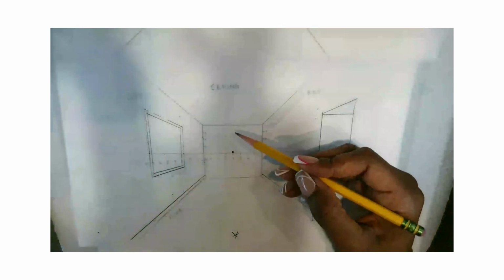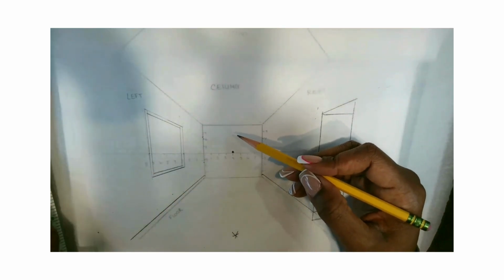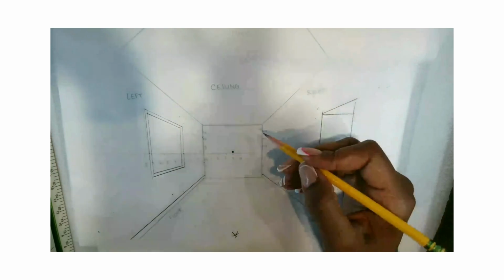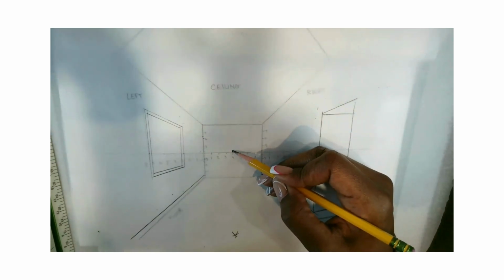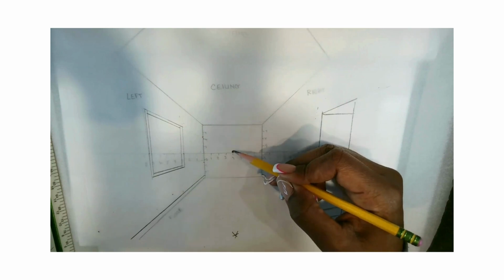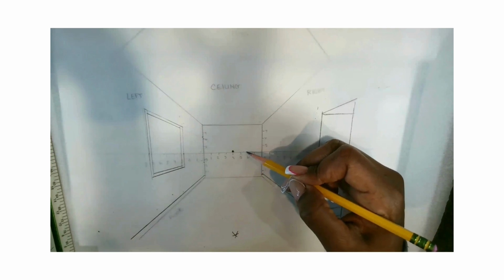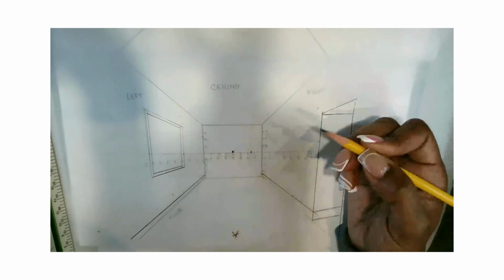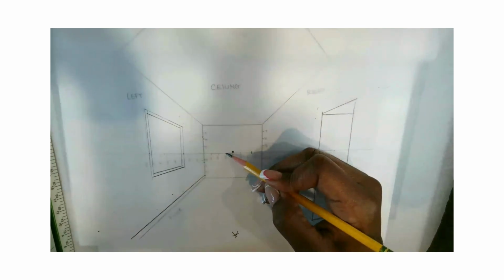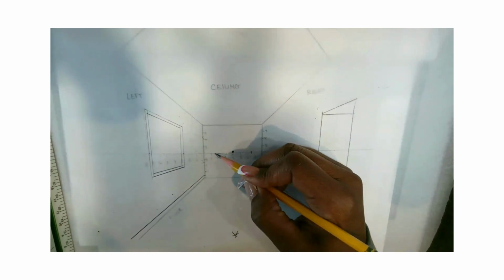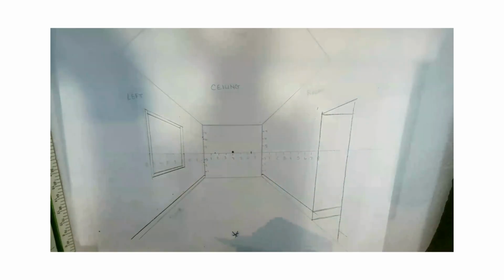Let's say that the width of our bed is 5 feet, and we're going to say it's placed at the center of the room. So 5 feet would be 2.5 feet on each side. So we're going to say 1, 2, and then make ourselves a mark at the half, and then on the opposite side, 1, 2, and make yourself a mark at the half.